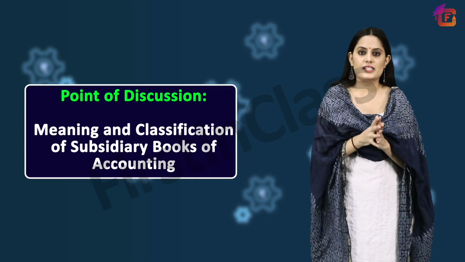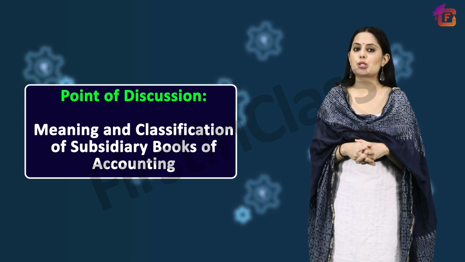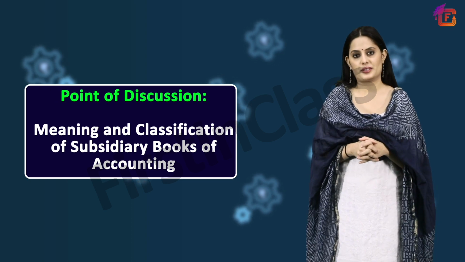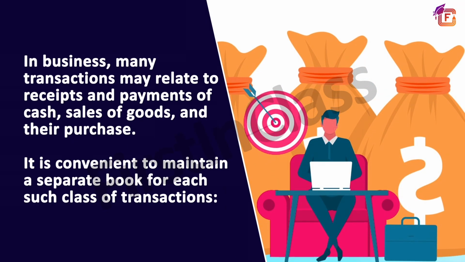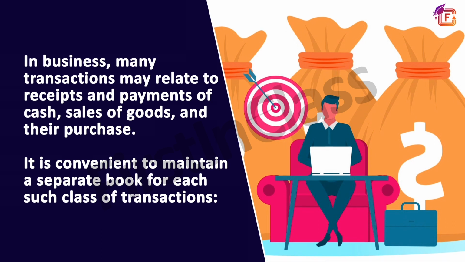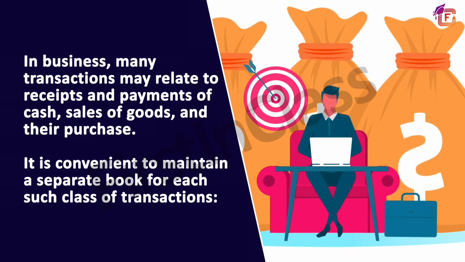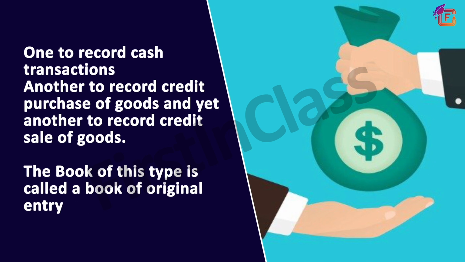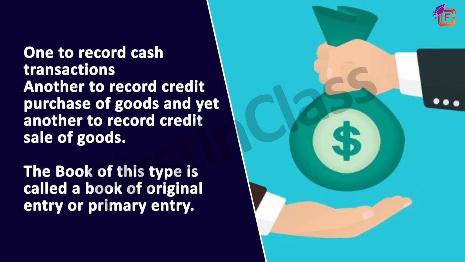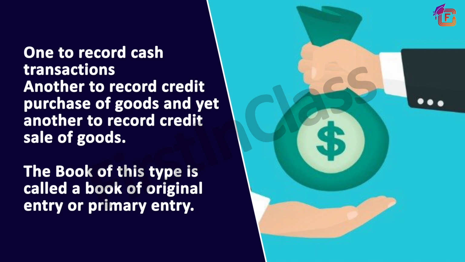Now let's start today's discussion: meaning and classification of subsidiary books of accounting. In business, many transactions may relate to receipts and payments of cash, sales of goods and their purchase. It is convenient to maintain a separate book for each such class of transactions. One to record cash transactions, another to record credit purchase of goods, and yet another to record credit sale of goods. The book of this type is called a book of original entry or primary entry.